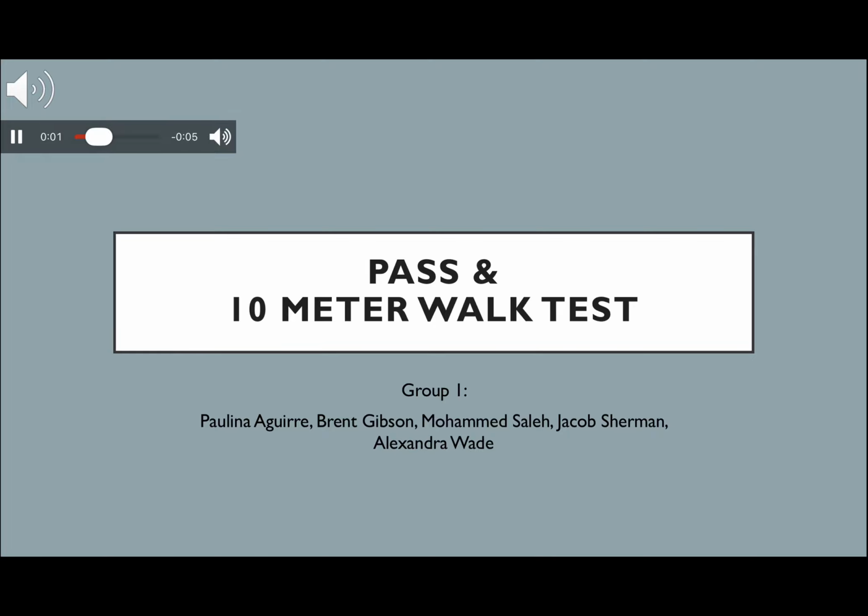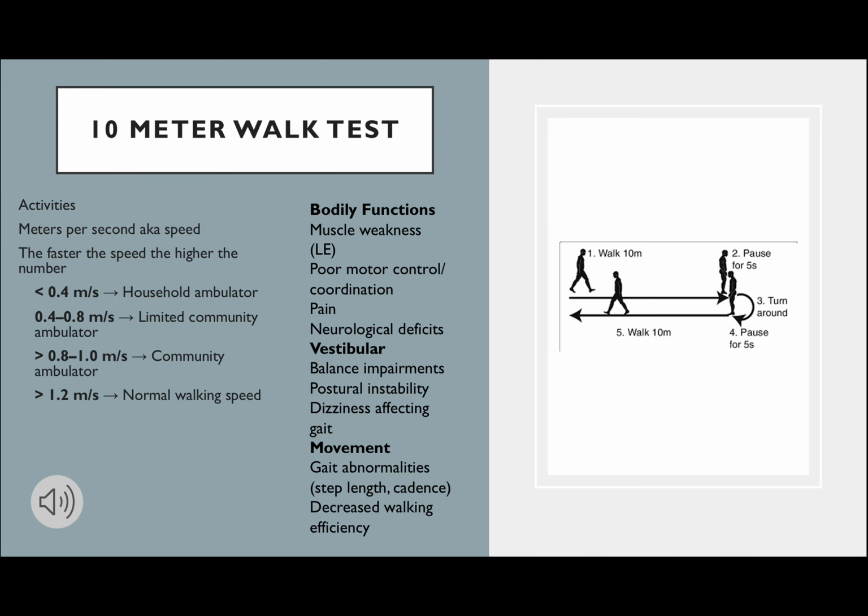We're group number 1, and we're going to be talking about PASS and 10-meter walk test as our outcome measures. The 10-meter walk outcome measure measures how fast a person can walk, which tells us about their functional mobility. The patient walks 10 meters and we time how long it takes to calculate their speed in meters per second. It's scored based off time or speed, with the faster speeds meaning better performance.